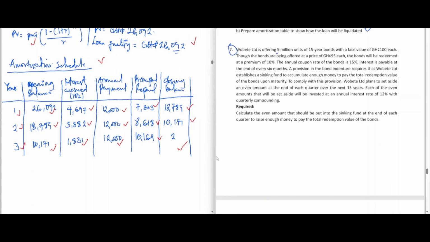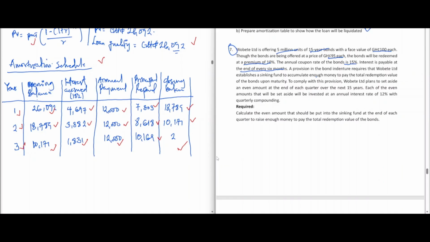Ubeti Limited is offering 5 million units of 15-year bonds with a face value of 100 Ghana cedis. Though the bonds are being offered at a price of 95 each, the bonds will be redeemed at a premium of 10%. The annual coupon rate of the bond is 15%. Interest is payable at the end of every 6 months. A provision in the bond indenture requires that Ubeti Limited establish a sinking fund to accumulate enough money to pay the total redemption value of the bond upon maturity.